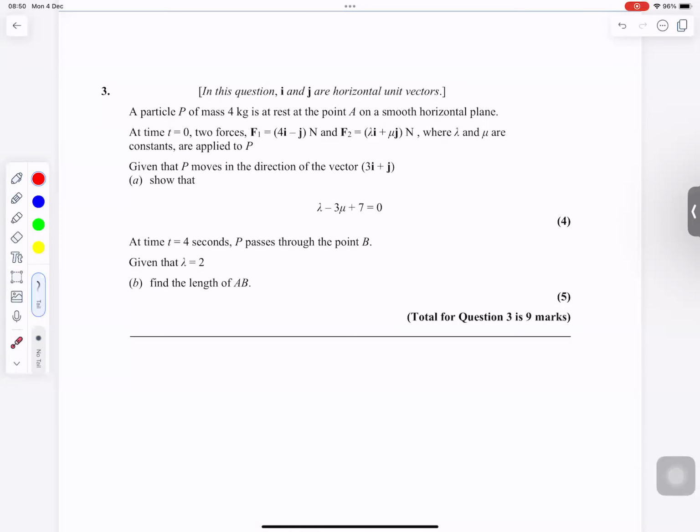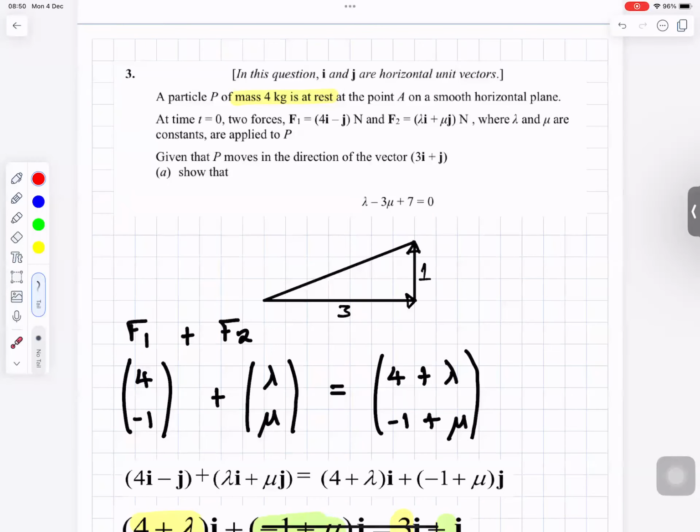Question number 3. A particle of mass 4 kilograms is at rest at the point A on a smooth horizontal plane. At time t equals 0, two forces, F1 equals 4i minus j newtons, F2 equals lambda i plus mu j newtons, where lambda and mu are constants, are applied to P. Given that P moves in the direction of the vector 3i plus j, show that lambda minus 3 mu plus 7 equals 0. So we draw this triangle, 3 and 1.